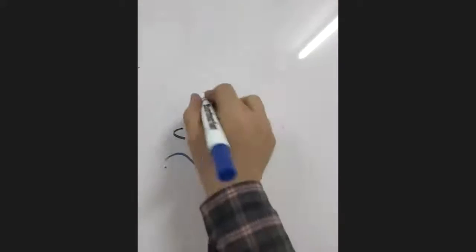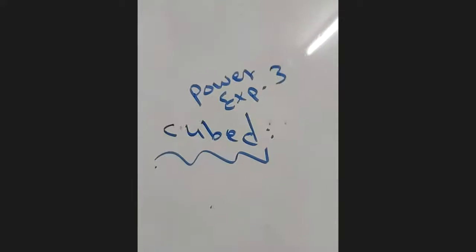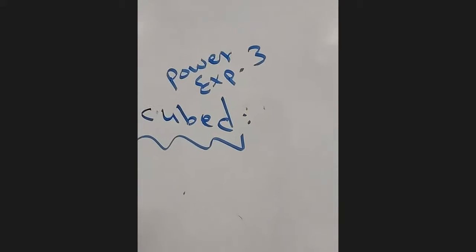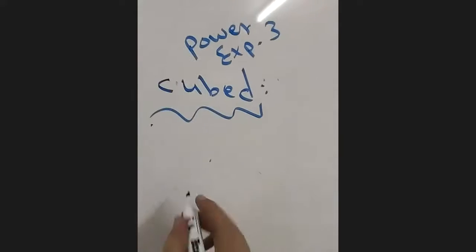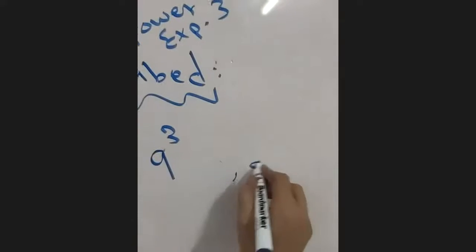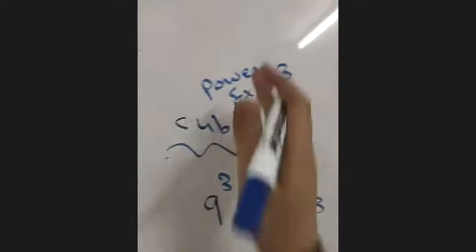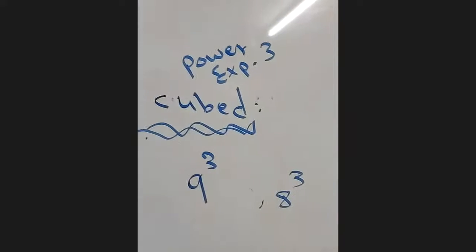The number is raised to the power or exponent, how much? 3. For example, if I want 9 cubed, 9 cubed means 9 power 3. 8 cubed means 8 power 3. So the special name for power 2 is squared. The special name for power 3 is cubed. Okay? We have 2 special names. That's all. So question 1 with factors, question 2 with squared, question 3 with cube. Question 4.